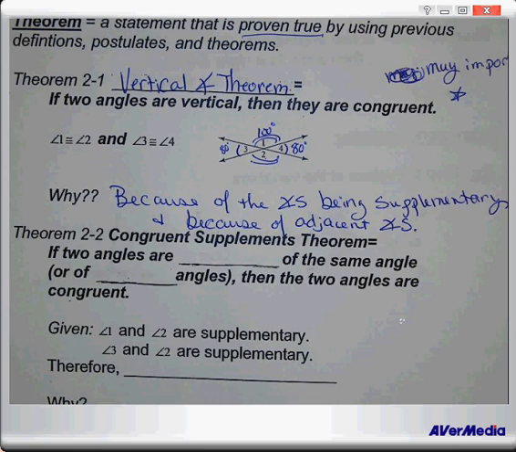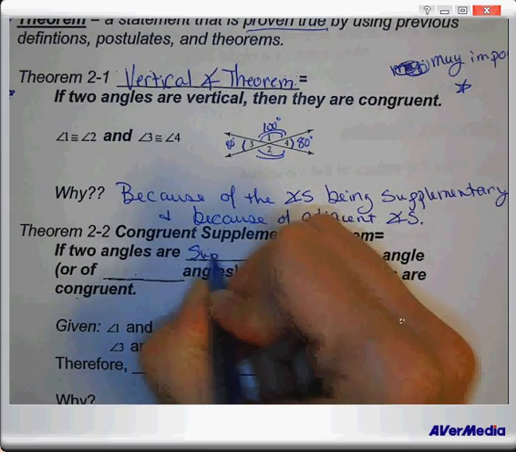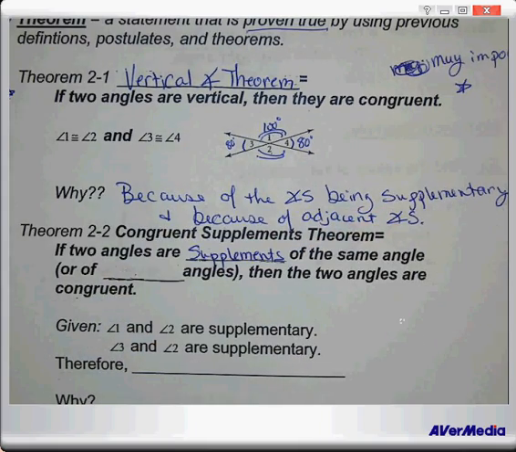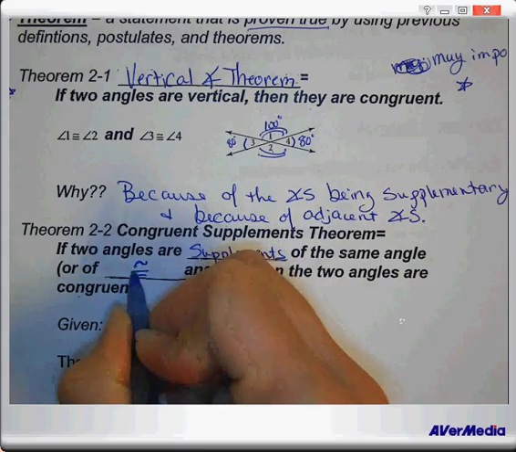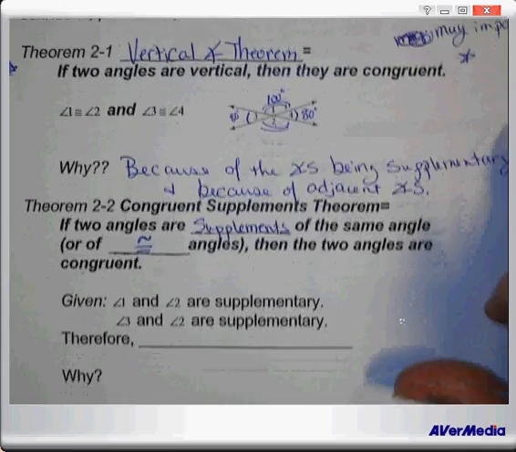Now the next two theorems are very similar, and they're kind of common sense, but it's almost like two theorems in one because they didn't really want to rewrite it. But the first one's called the Congruent Supplements theorem. It's the following. If two angles are supplements of the same angle, or of congruent angles, so we're going to use our congruent symbol, then the two angles are congruent.